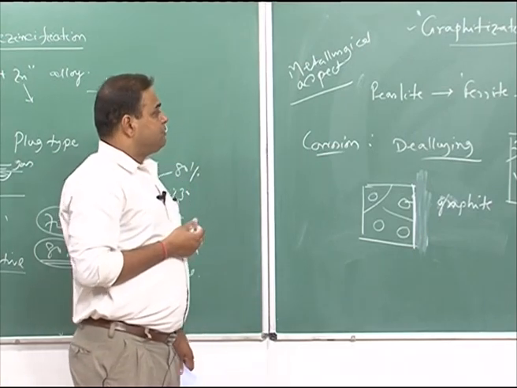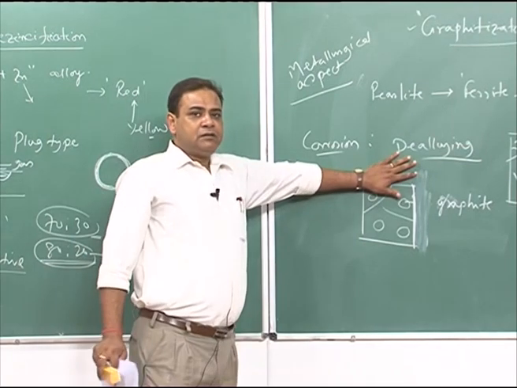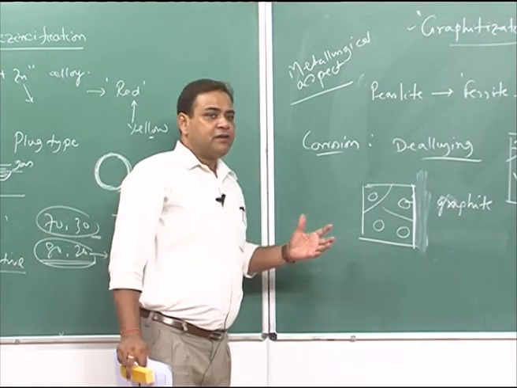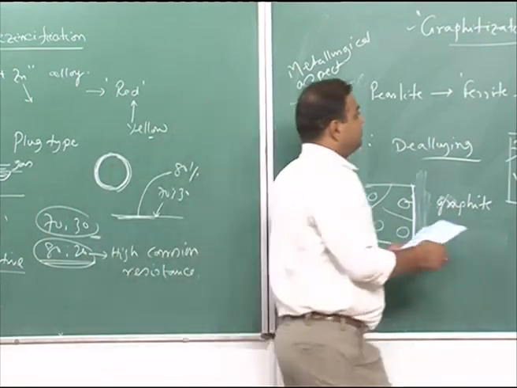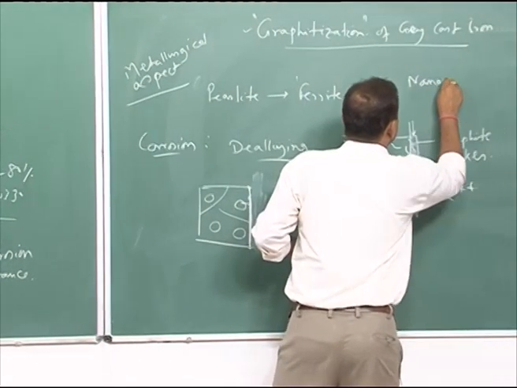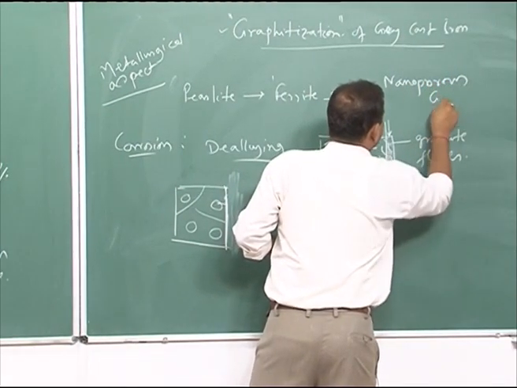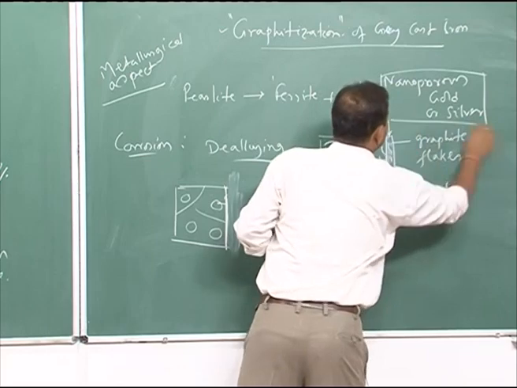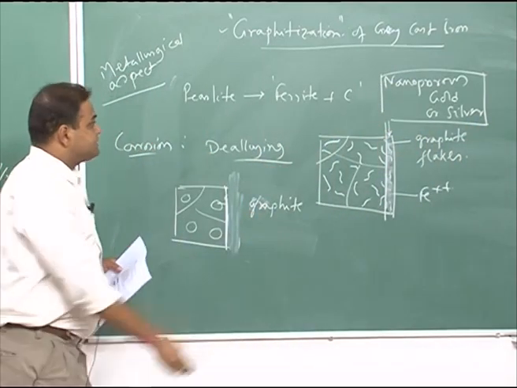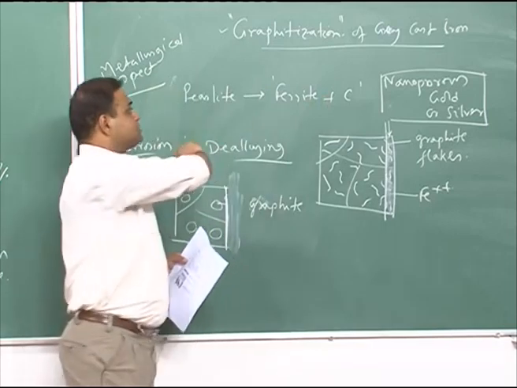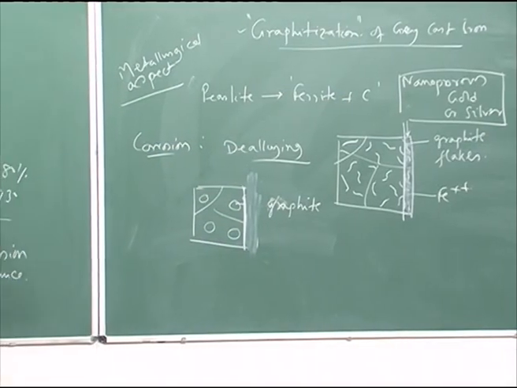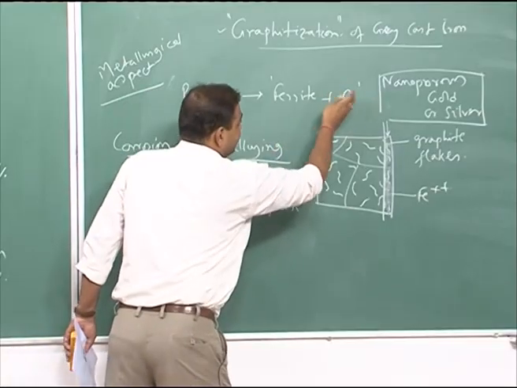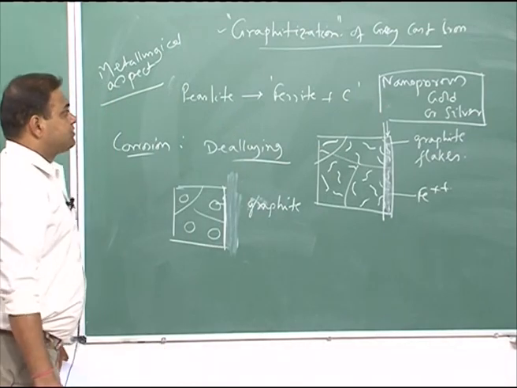And by applying this dealloying phenomena, we can also develop a nanoporous template of silver or gold. Nanoporous gold or silver substrate we can develop by this dealloying phenomena. So, this is basically helpful. This actual process, though it is not good for brass material, is good for something else, and because of this dealloying, nanoporous gold or silver can be made.